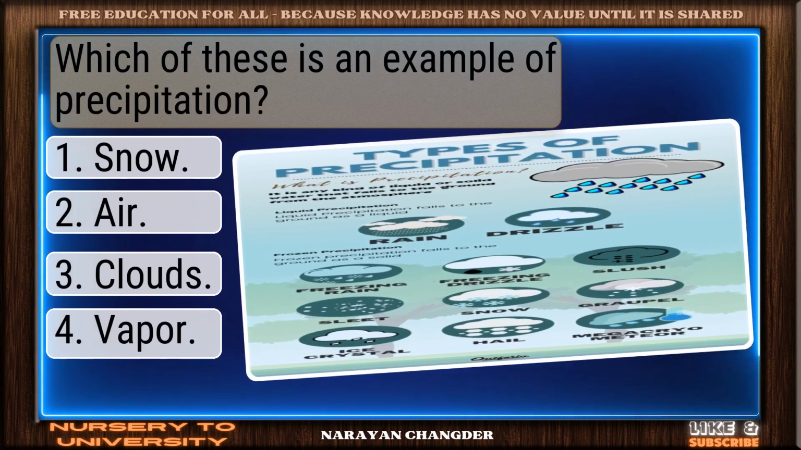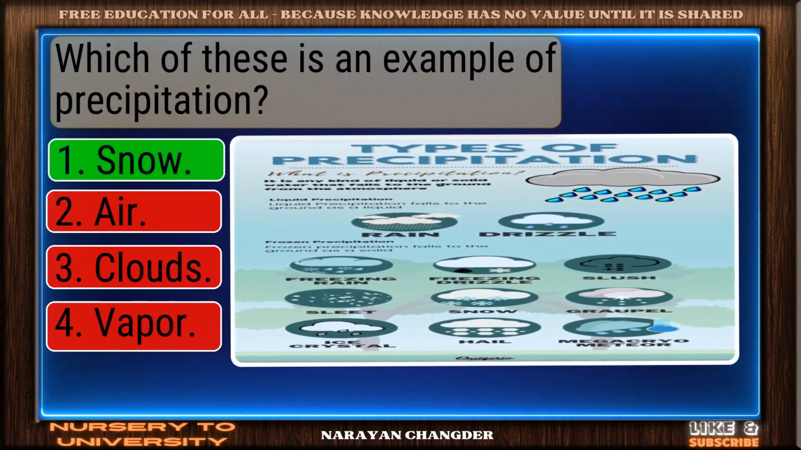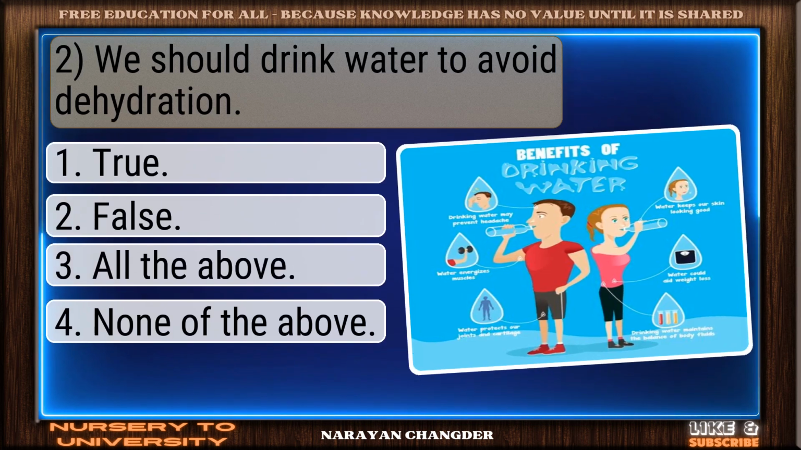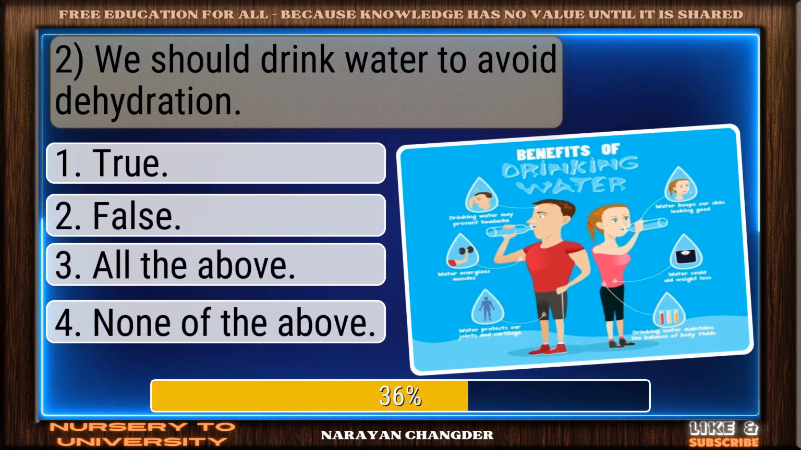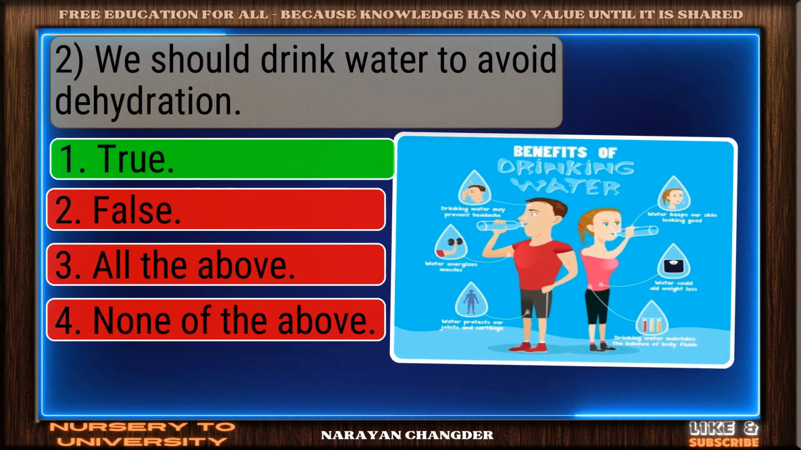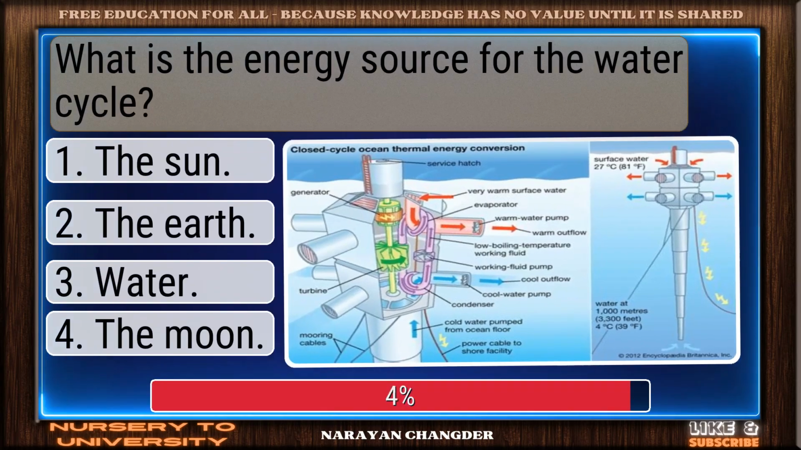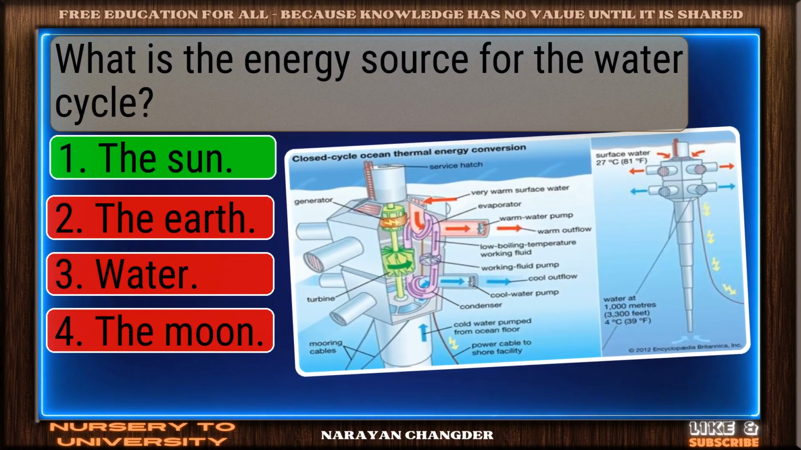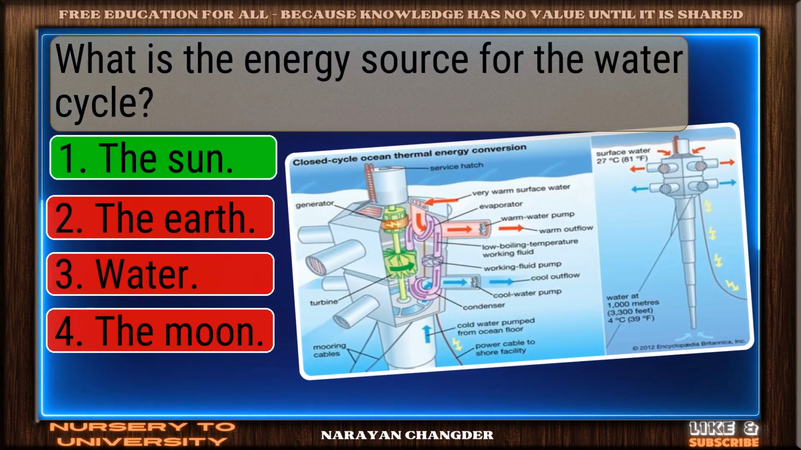Which of these is an example of precipitation? Perfect. Snow is the correct choice. True or false, we should drink water to avoid dehydration. You're right. True is the correct answer. What is the energy source for the water cycle? Clear logic. Your choice, the sun, is sound and 100% true.